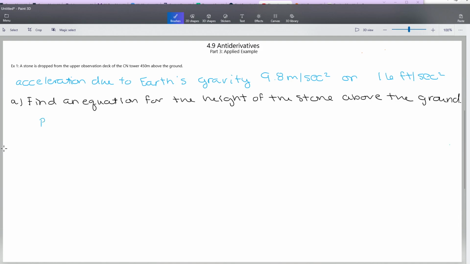Now if we're talking about position, which in this case is height, if we take the derivative of that, this is the rate of change of the height. So this is going to be the speed, or more accurately, the velocity. And then if we take the derivative of that, talking about how the velocity changes over time, that is the definition of the acceleration.